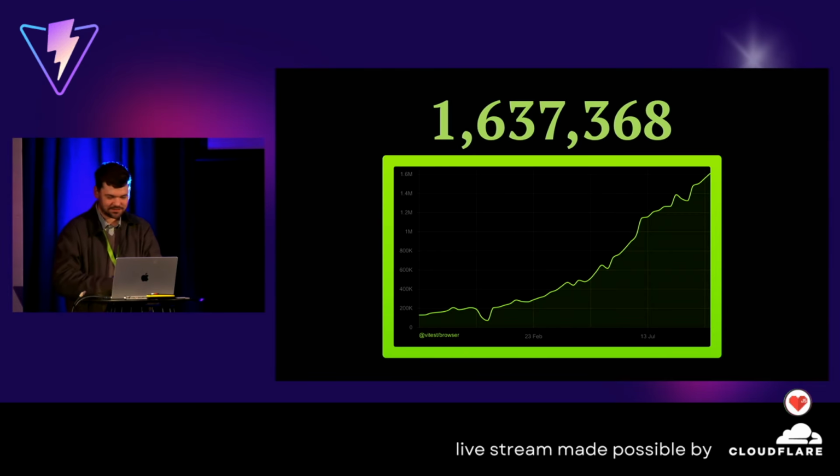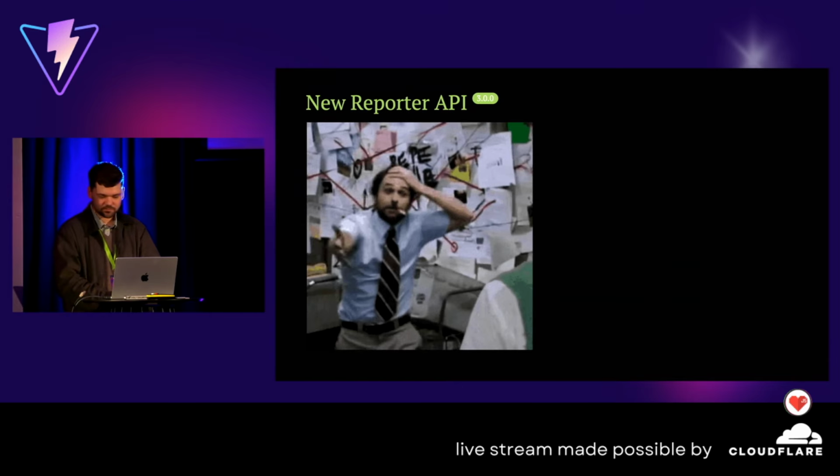And next slide. This is a graph of a little-known project called Vitest Browser. As you can see here, the usage skyrocketed from around 200,000 to 106 million in just 1 year. We'll see why in just a moment. But first, let's talk about what we did this year for Vitest.